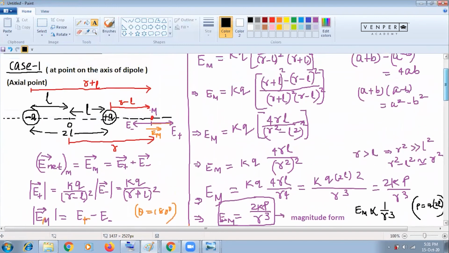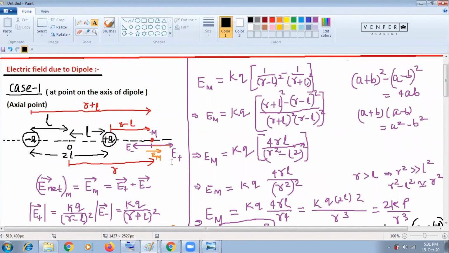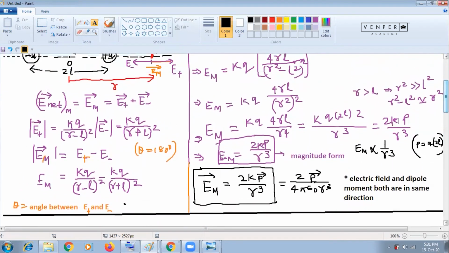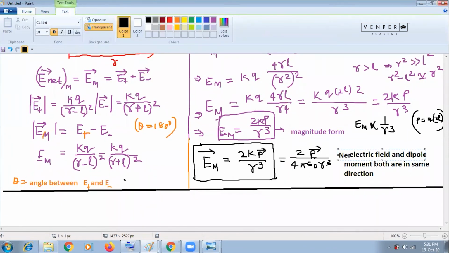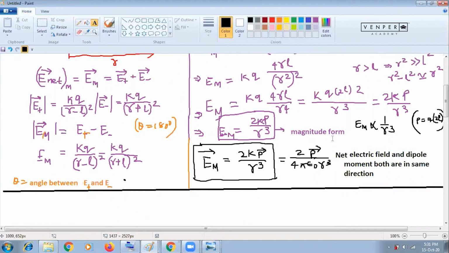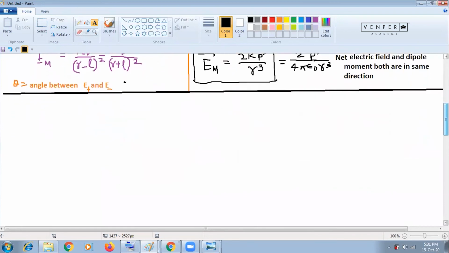That means here the dipole moment is from negative to positive, and the net electric field also. That means the net electric field at M is basically in the same direction. You can write also net electric field and dipole moment. That will be good. Okay, so is it clear? Now we'll go to case 2.